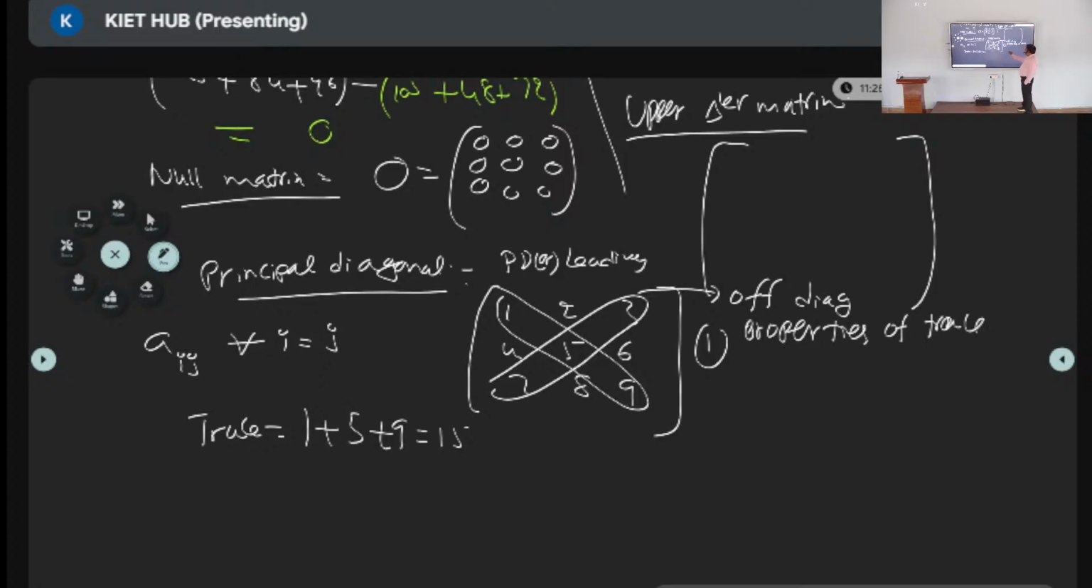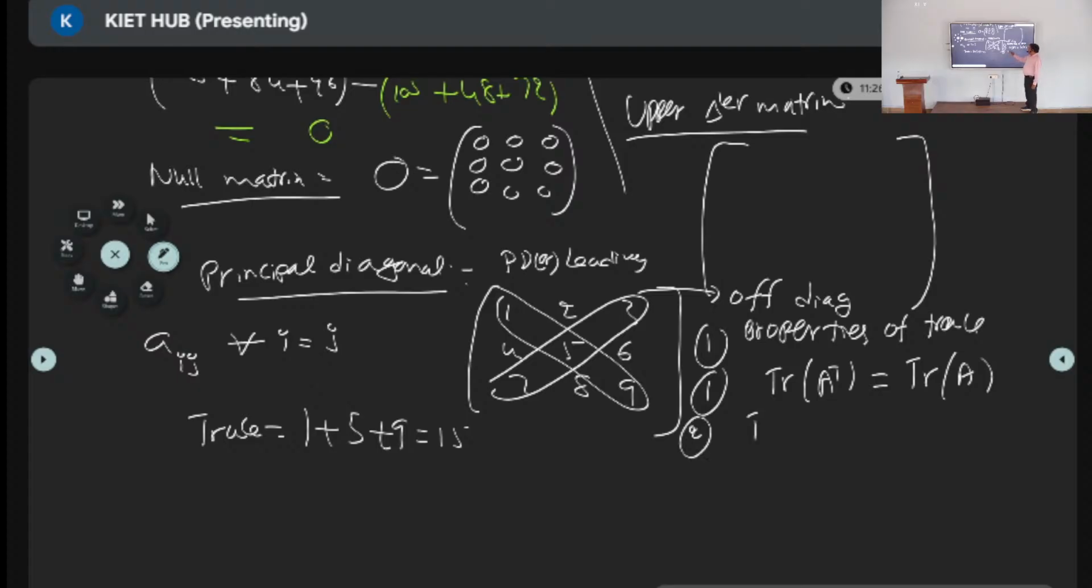What are the different properties of the trace? First one, trace of A transpose. What happens to the trace of A transpose? If you interchange the rows and columns, is there any effect on the trace? Trace of A transpose is again trace of A. Yes or no? No effect. Trace of A transpose is trace of A.